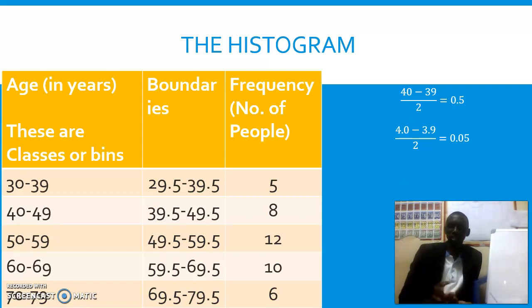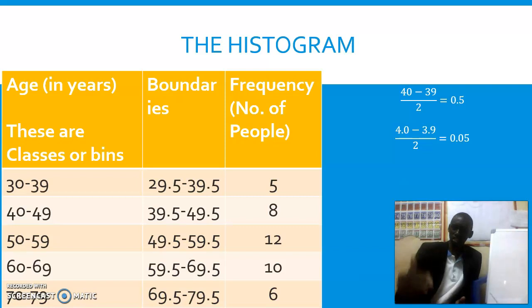But you realize there is a gap in each of those intervals. From 30 to 39, we are going to 40 to 49. But somebody may have 39.4 years, so there's that gap there. And on the right hand side, you can see 40 minus 39 shows that gap, which should be left when you're drawing your bar graph.